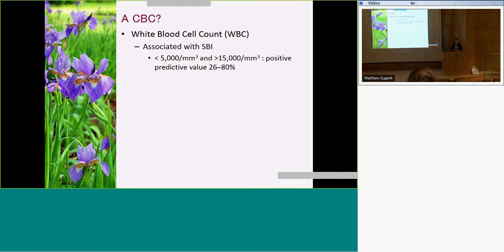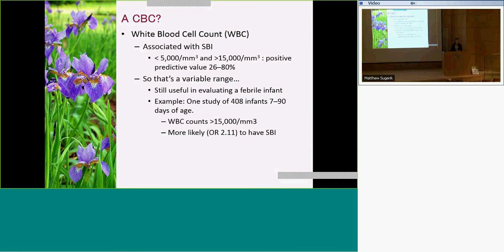So who gets a CBC? For sure, we know that CBCs are associated with serious bacterial infections, particularly those children who have white counts less than 5 and greater than 15. If you like statistics, you're looking at that positive predictive value and saying, are you joking, 26 to 80%? How is that useful? Yeah, it's not. It's a pretty variable range, but there is value. There's a couple of pretty large studies looking at what CBCs actually did for informing the care of these patients. In one of about 500 infants, there was an over 2 times likelihood of having a serious bacterial infection in those kids who had a white count above 15. A different one with even more kids found that by including the CBC, physicians were less likely to miss a serious bacterial infection.